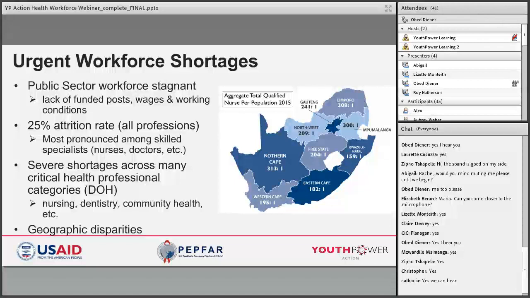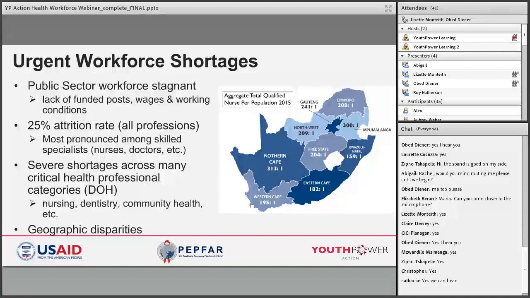So moving on, I just want to highlight the urgent workforce shortages that, of course, are widely recognized, not just in South Africa, but in many countries as a major concern for meeting global health development goals, such as the UNAIDS goal of placing 90% of people living with HIV on antiretroviral therapy by 2030. Within that same time period, the WHO projects a gap of 18 million health workers globally, and primarily in lower and middle income countries.